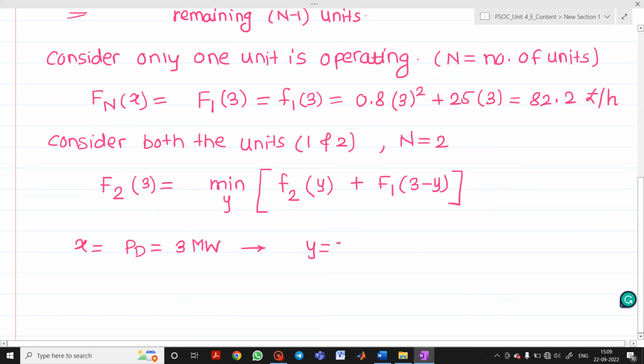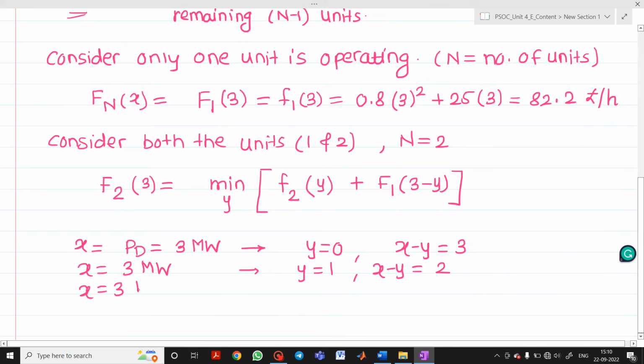If y equal to 0, now x equal to 3, which is constant. So suppose y equal to 0, then what is x minus y? It will be 3 minus 0, which is equal to 3. Then again x equal to 3 megawatt. Now suppose y equal to 1, or 1 megawatt will be generated by the unit. Then x minus y will be equal to 3 minus 1, which is equal to 2. Next, again we take x equal to 3 megawatt. Now suppose the value of y is incremented to 2. So what is your x minus y?